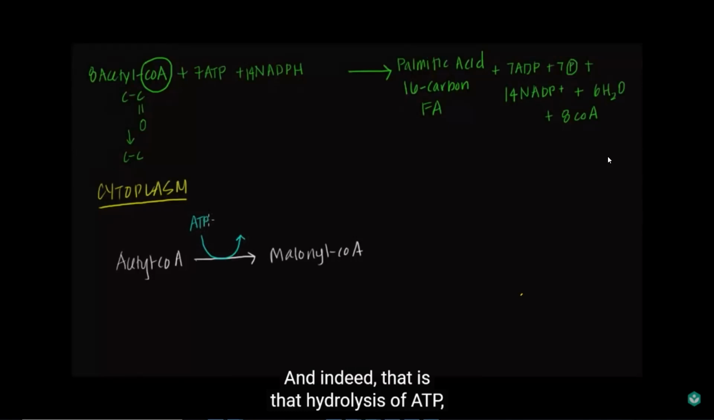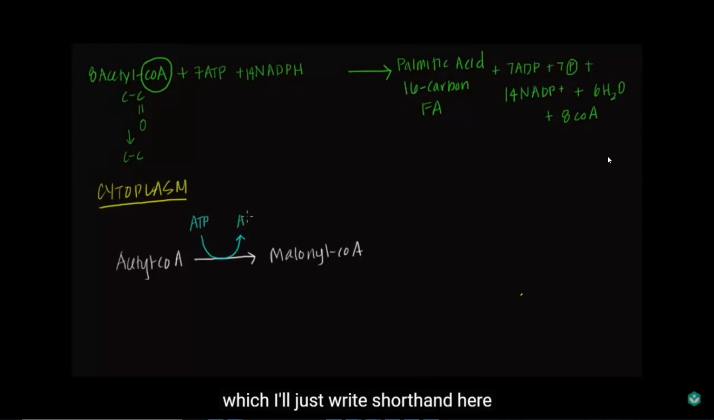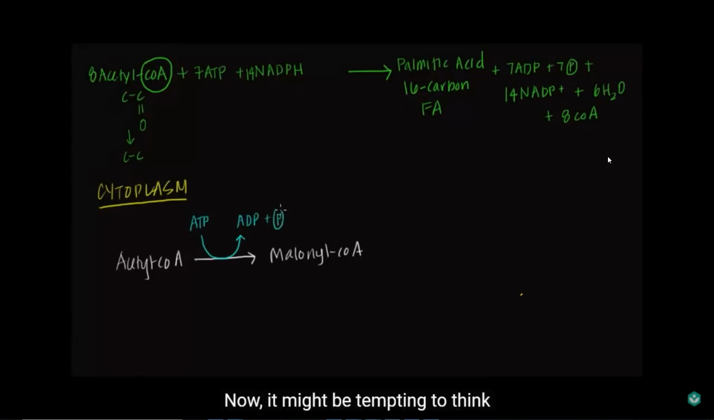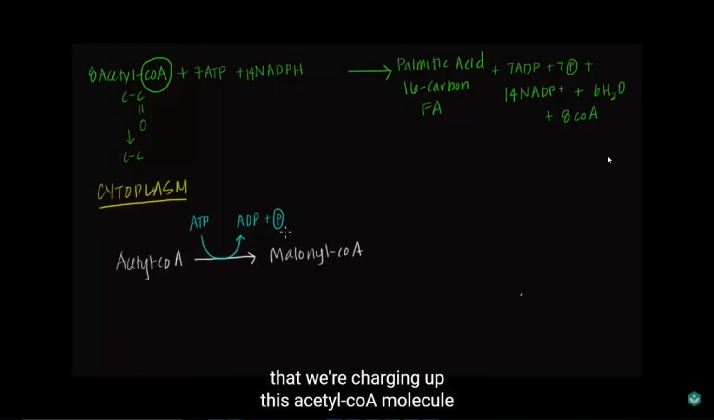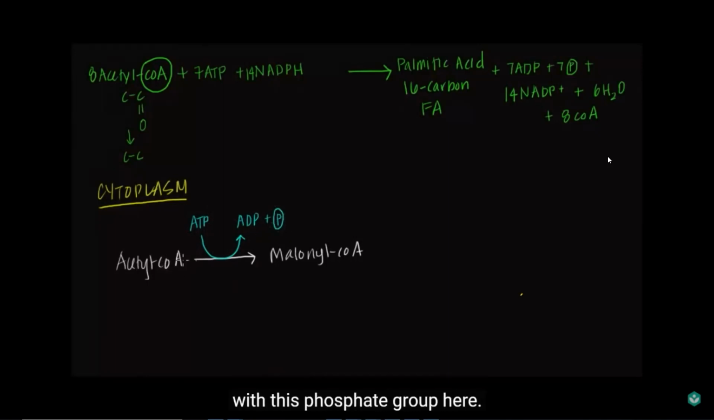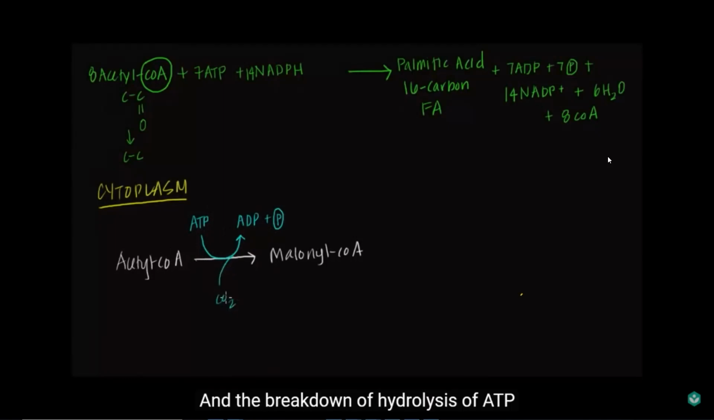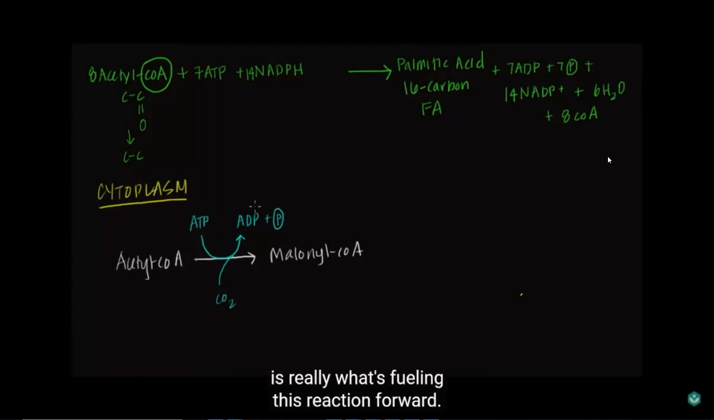that is the hydrolysis of ATP, which I'll just write shorthand here as ATP going to ADP plus a free phosphate group. Now, it might be tempting to think that we're charging up this acetyl-CoA molecule with this phosphate group here, but what we're really doing is charging it up with a carbon dioxide molecule. And the breakdown, this hydrolysis of ATP, is really what's fueling this reaction forward.